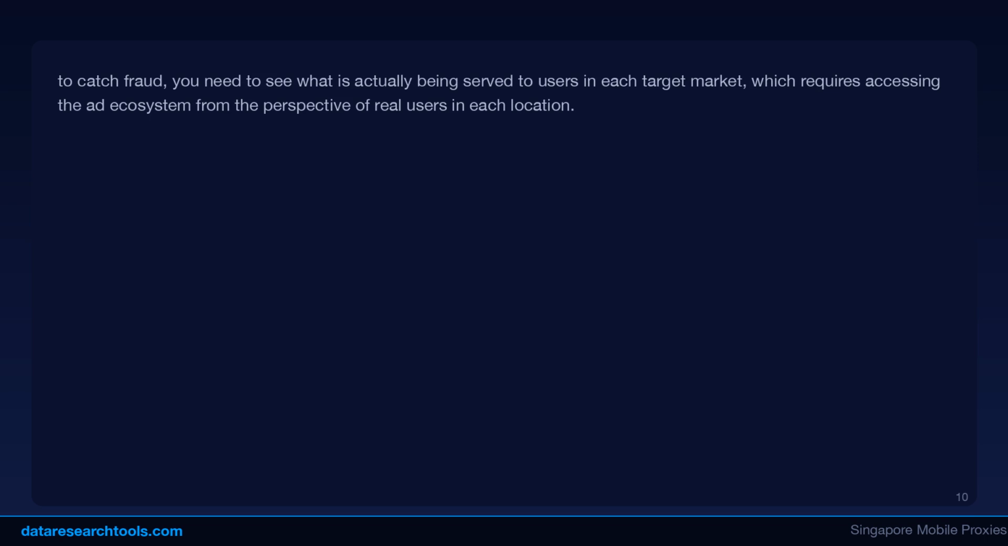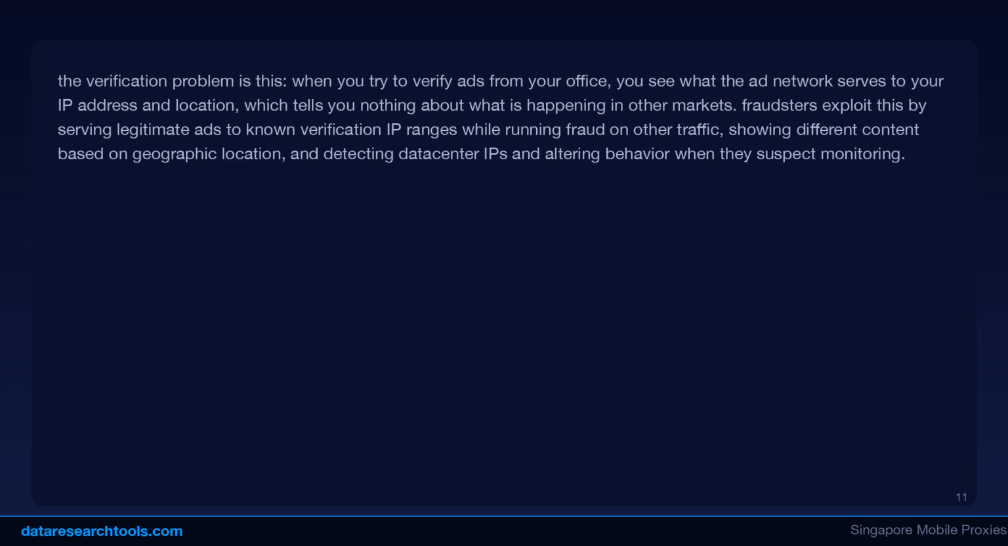Mobile proxies provide genuine carrier IP addresses that ad networks treat as real user traffic. Using mobile proxies, fraud detection teams can connect through carrier IPs in Singapore, Malaysia, Thailand, the Philippines, and Indonesia to verify exactly what is being served in each market.